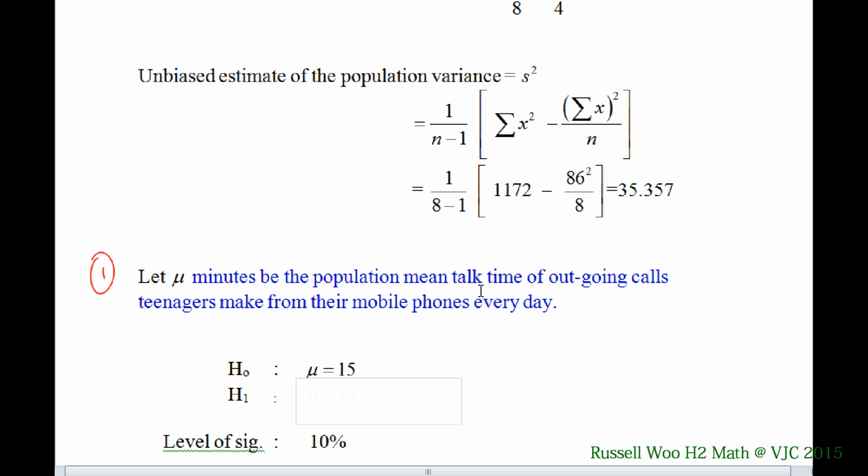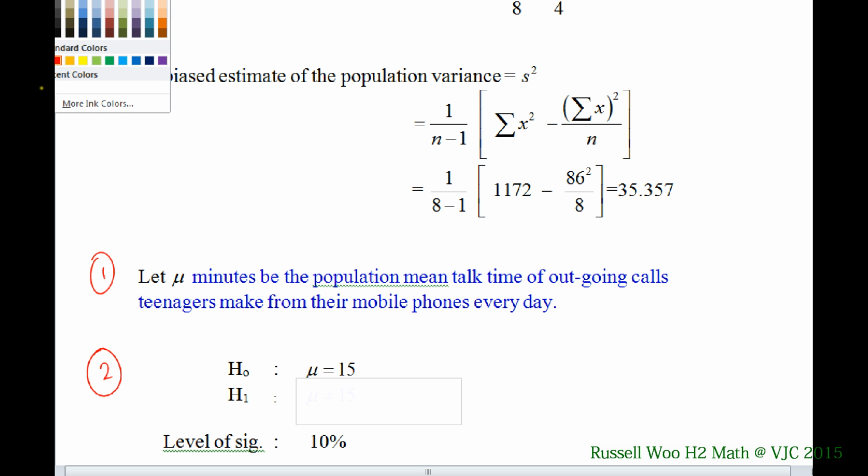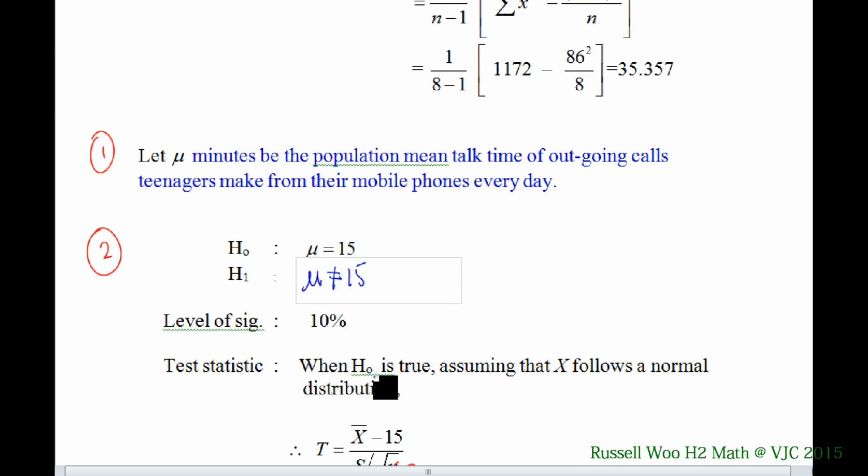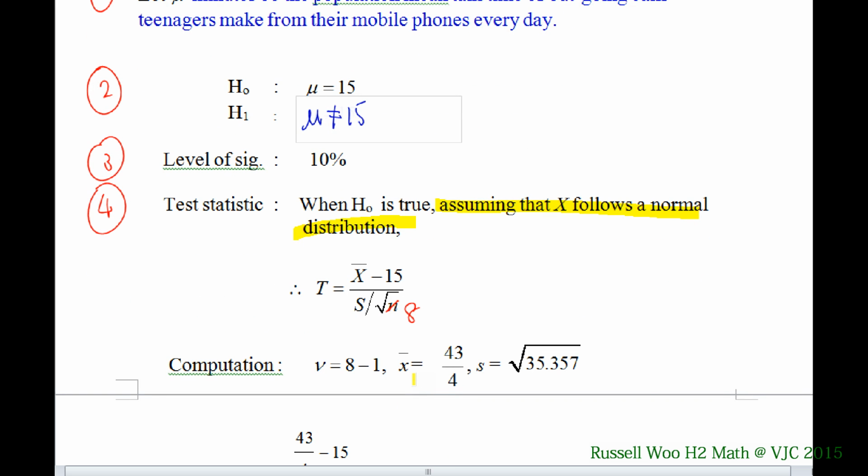Okay? So just copy it. First thing, definition. Second, you look at the question, do you do a one-tail test or a two-tail test? You want to check whether mu is indeed 15 or not equal to 15. You are doing a two-tail test. And your level of significance is step 3. Test statistic is this. Now, I think I've answered the question. When H0 is true, you need to assume that X follows a normal distribution. Otherwise, this test statistic cannot be a t-test.